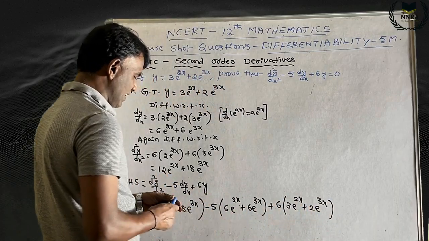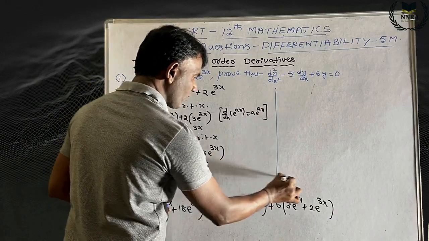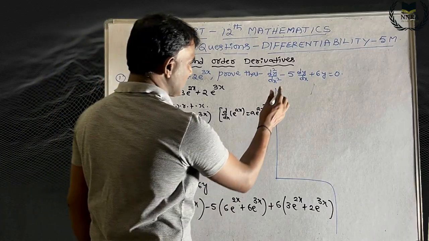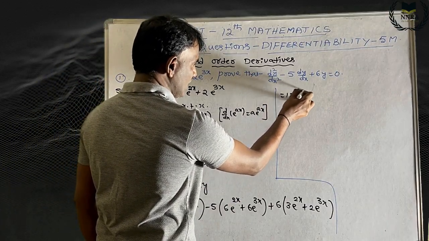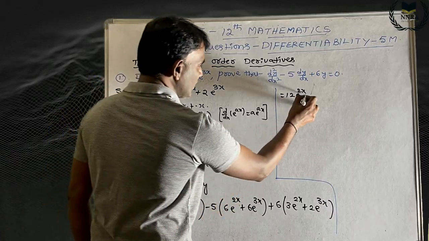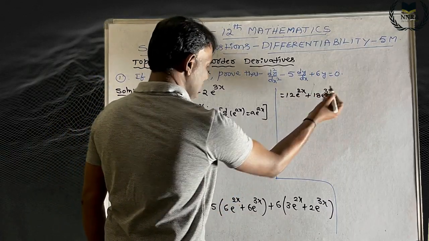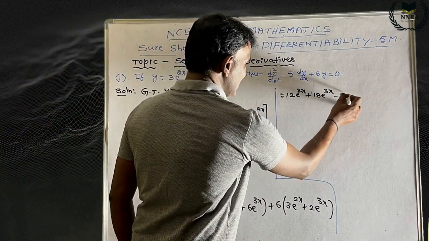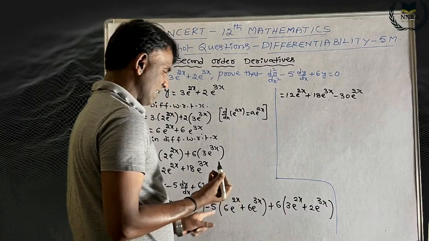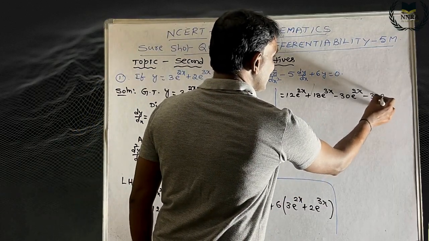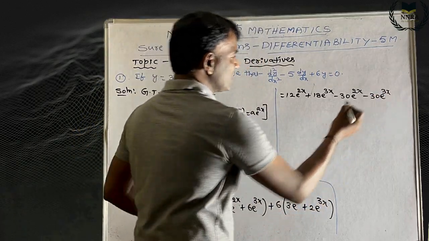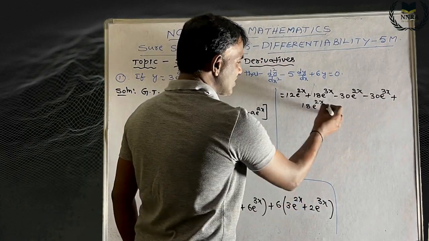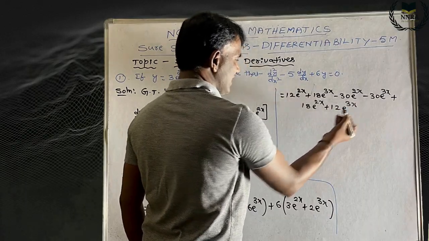Okay. Now I am writing here. And now how to write this one? So first two terms are same. What is that? 12 into e power 2x. This one 18 into e power 3x. It's over. And coming to this 5 into 6, 30. So minus 30 e power 2x. Again minus 30 e power 3x. Then 6 into 3, 18 e power 2x. Again 6 into 2, 12 e power 3x.